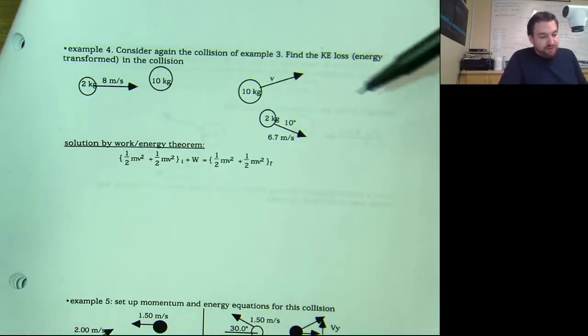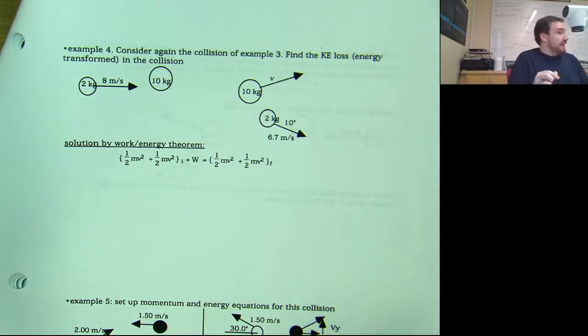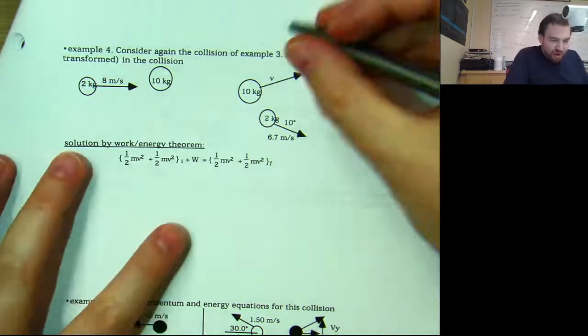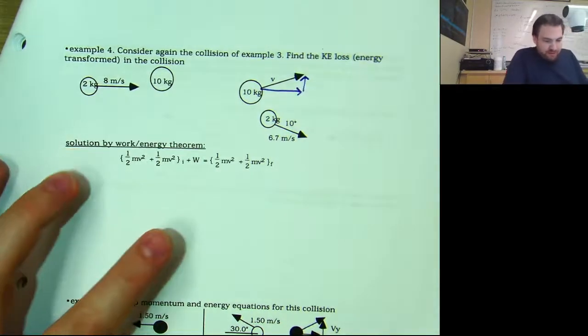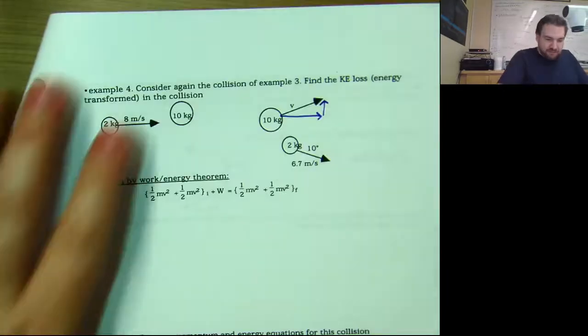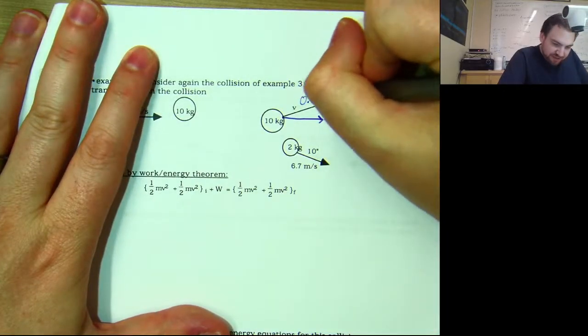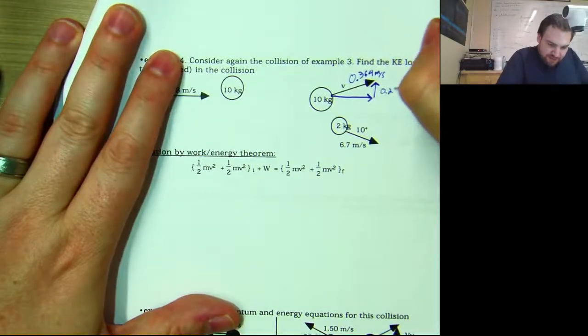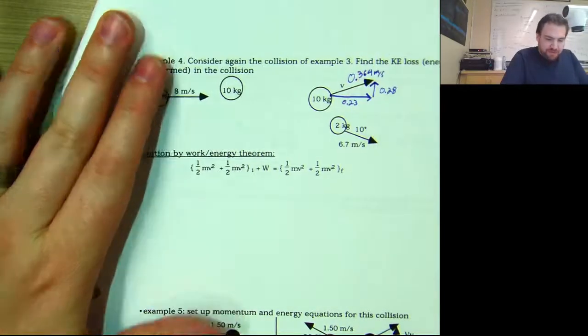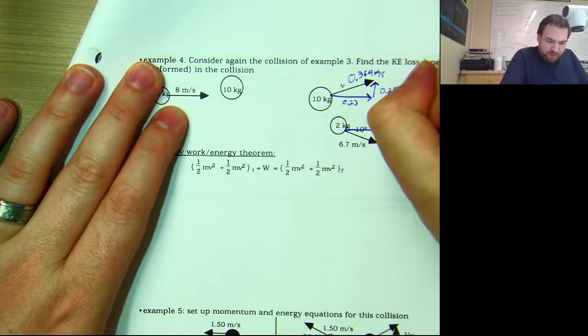Consider again that same equation. We're going to find the kinetic energy lost in that collision. I'm going to put the values we had for velocity. We had 0.364 meters per second. We had 0.28, 0.23. Because you would never rebuild the question, it would end up looking exactly the same as it did before.